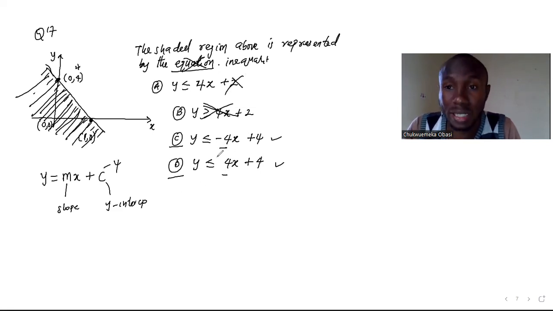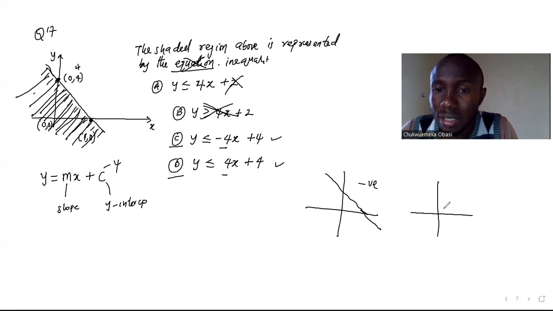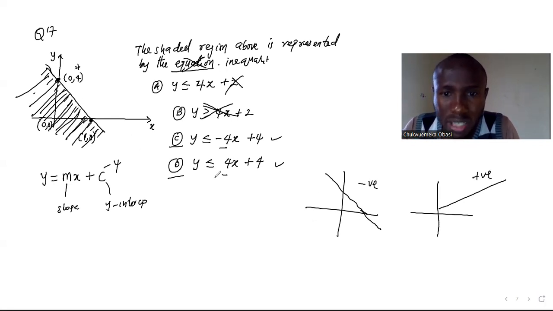Now let me show you how to know which of them is correct. Whenever you plot a graph and your line is going like this, you always have a negative slope. And whenever your line is going like this, you always have a positive slope. The one given to us looks like this, so our slope should be negative, and this m is -4 here. So our correct answer will be C.